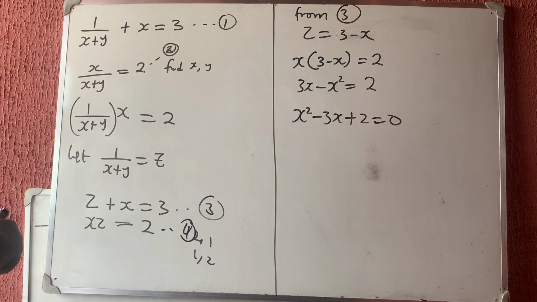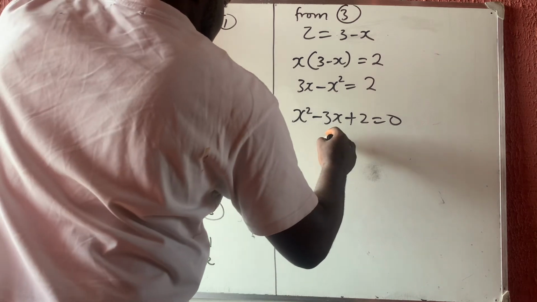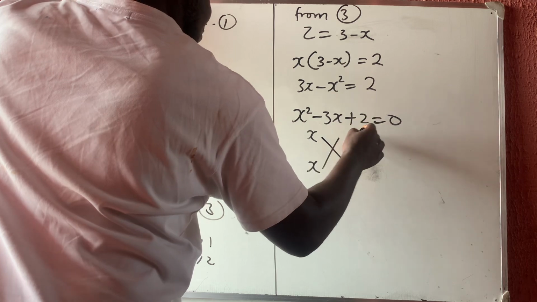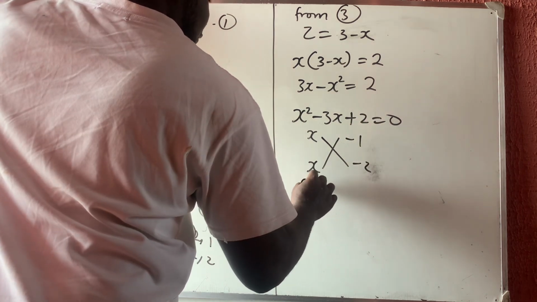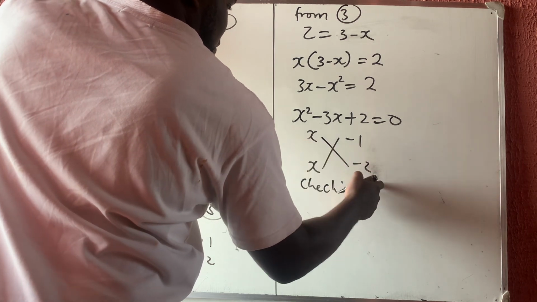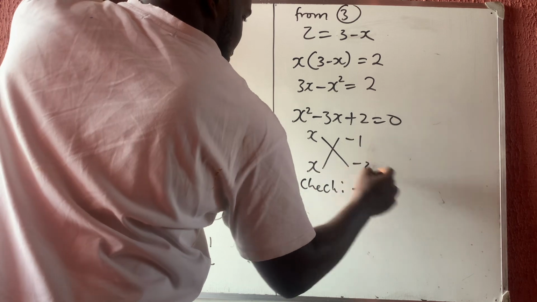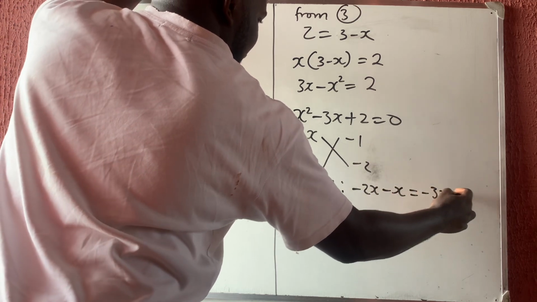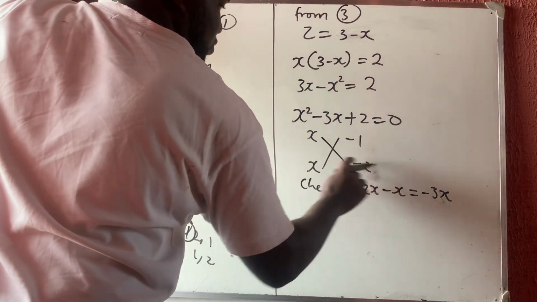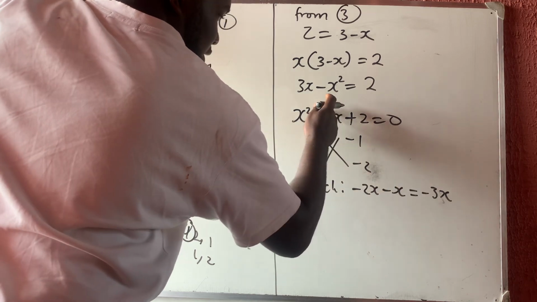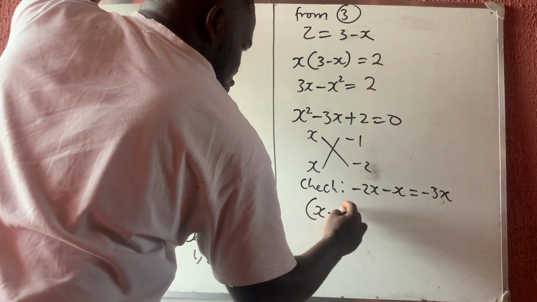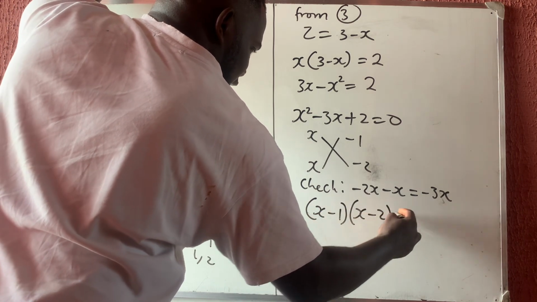Factorizing this, it is simple to factorize. I have x here and x here, then what I'm going to have is minus 1 and minus 2. If you check if it is correct, this time this gives us minus 2x, and this gives you minus x, and both of them give me minus 3x, which is what is in the middle. Once you get what is in the middle, when you cross multiply, these two are now your answer. So my answer is x minus 1 and x minus 2 is equal to 0.